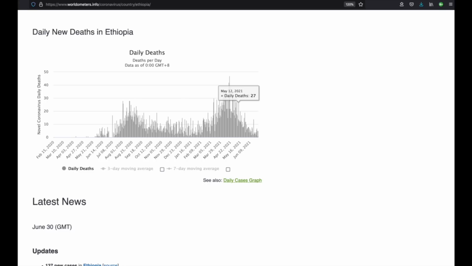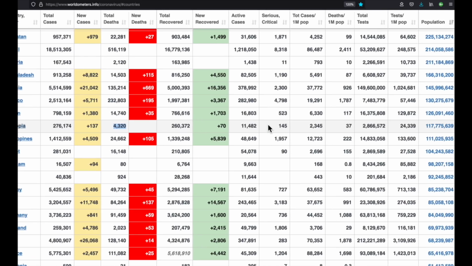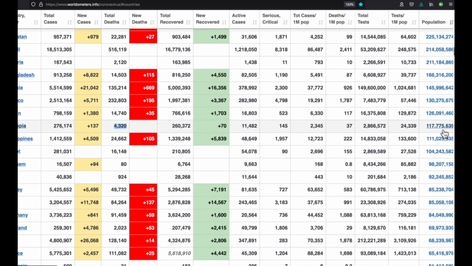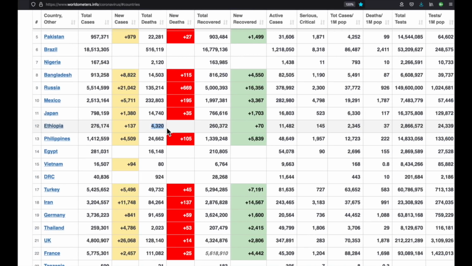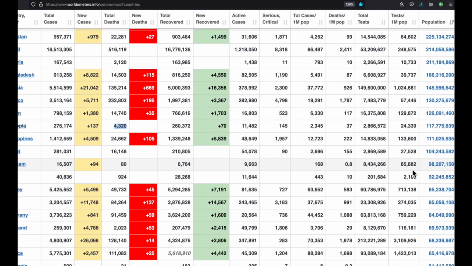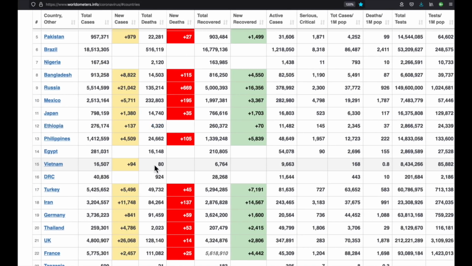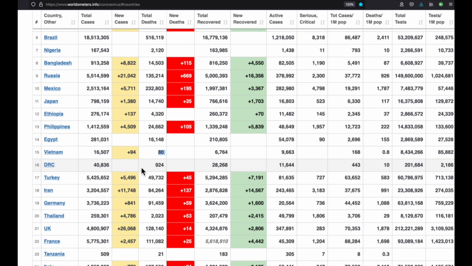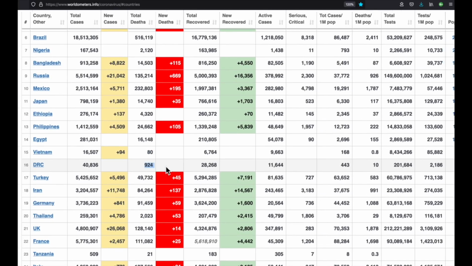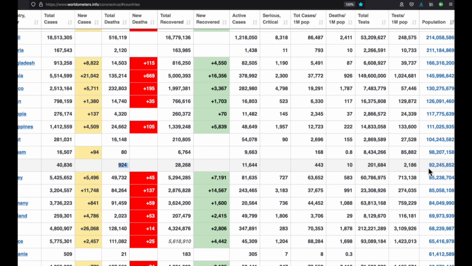So, again, Ethiopia has 117 million people, almost 118 million people, and doesn't have 5,000 people dead. Now, Vietnam has 80 people dead and just shy of 100 million in population. 98 million people in Vietnam, and 80 people have died. Similar with the Democratic Republic of Congo. Less than 1,000 people have died, and 92 million people live in the Congo.